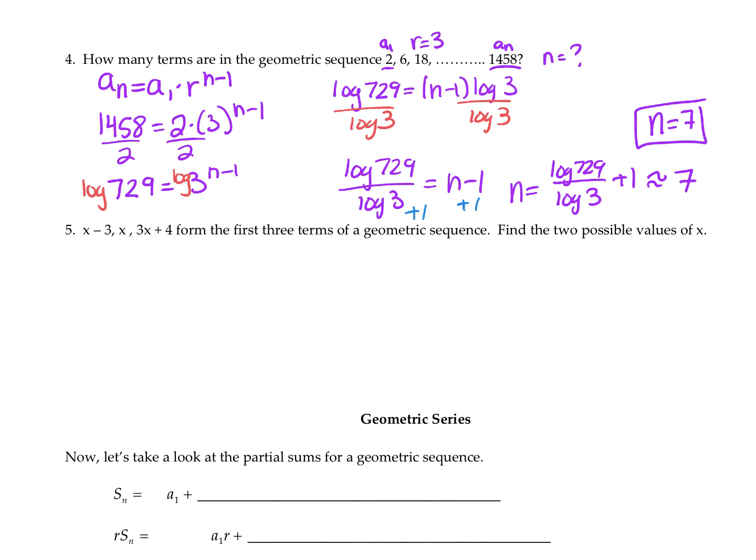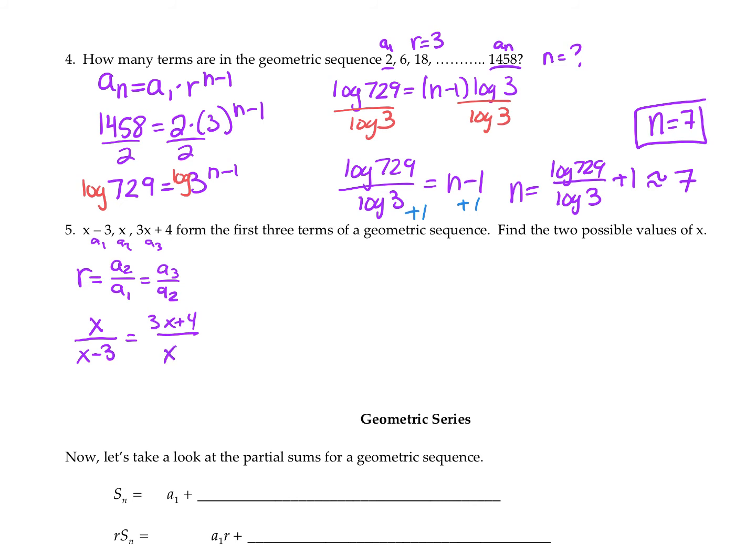In 5, they're telling us that x minus 3, x, and 3x plus 4 are our first 3 terms. And they want us to find the possible values of x. So I'm going to need to solve for x. So I need to keep in mind that I know my common ratio would be a2 divided by a1 or a3 divided by a2. So I can use this proportion to help me solve. So I'm going to do a2 divided by a1 is equal to a3 divided by a2.